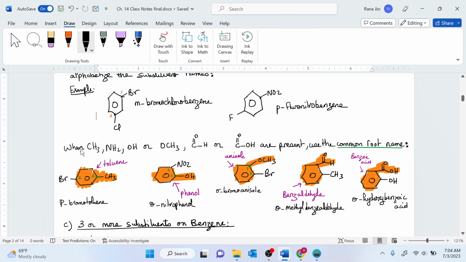Whenever you have any of those substituents on the benzene, we are going to use a common root that ends the name instead of ending the name with the benzene. The priority of these groups is the following. So the acid has a higher priority in naming than the aldehyde, then the OH, then the NH2, then the methyl, then the NO2.